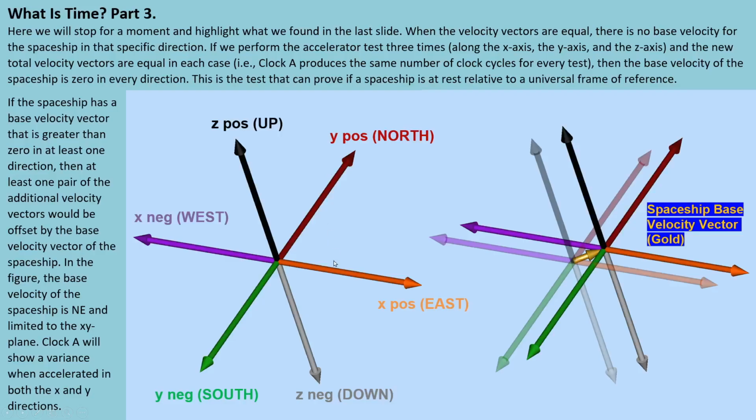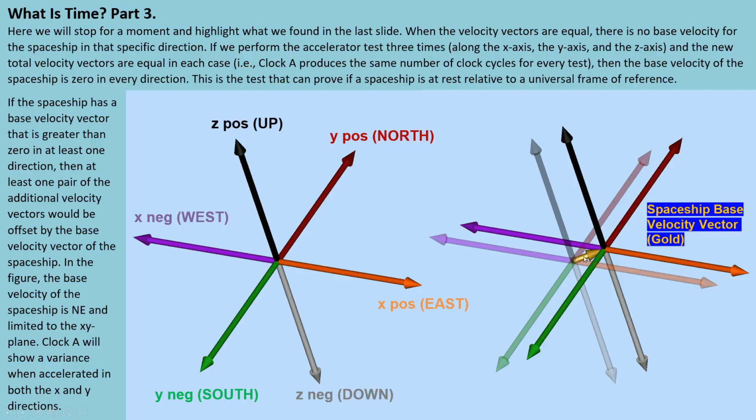Okay, so if we perform 3 tests, which each have 2 sides, so a z positive and a z negative, up, down, north, south, east, west, and that would be putting the clock and the accelerator in 3 different directions, all of these, the major directions, then the only way that the clocks would produce the same number of clock cycles is if the clocks were all moving at the same velocity. And that's only possible if there was no velocity of the spaceship, right?